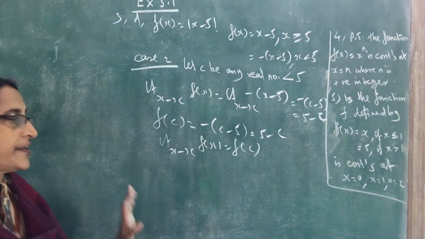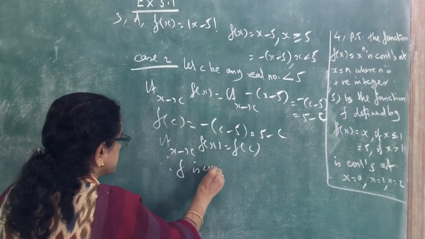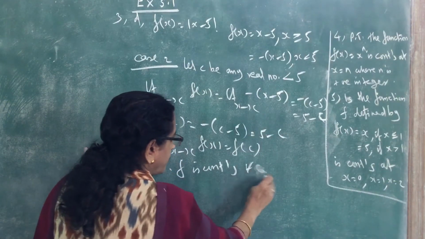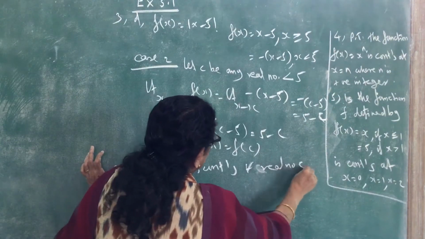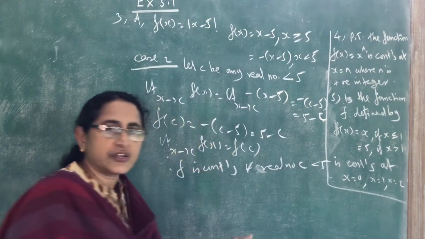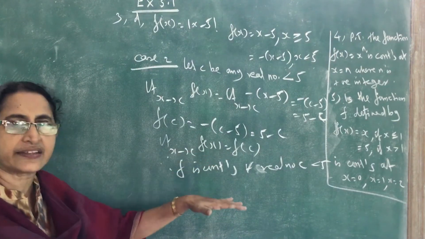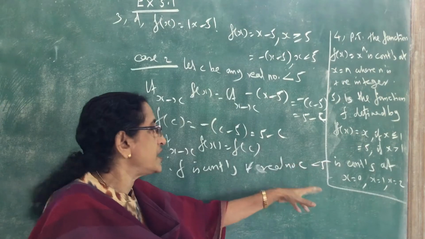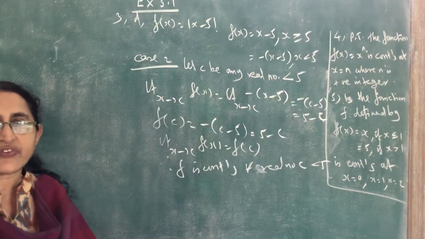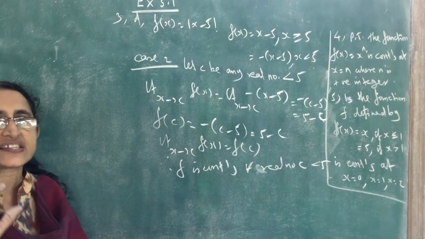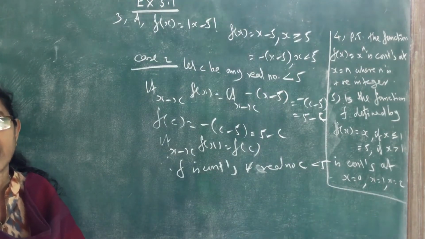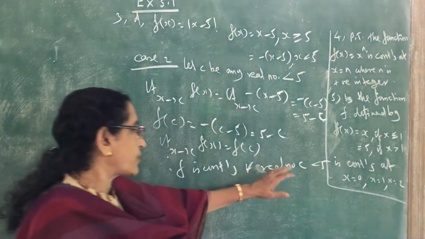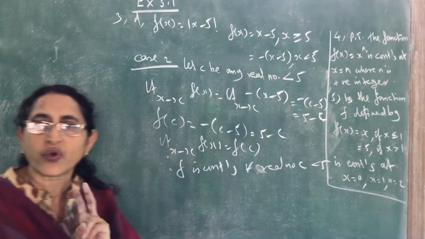So we conclude that f is continuous for every real number c which is less than 5. So first we proved in case 1 that it is continuous for every real number greater than 5. In case 2, we proved that the function is continuous for every real number less than 5. Two cases we proved.